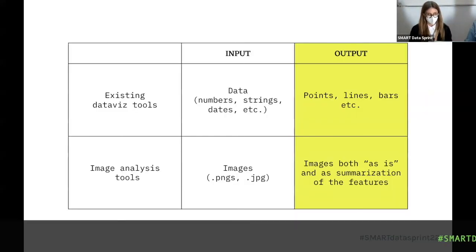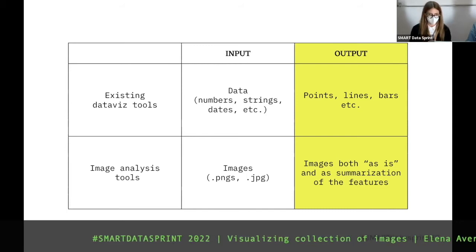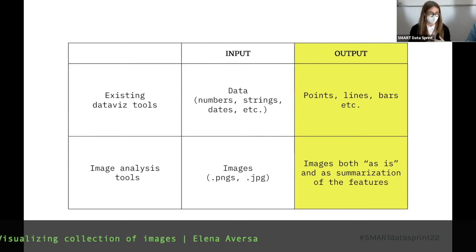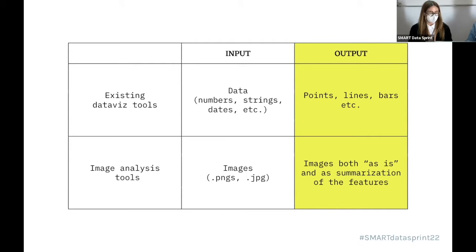The difference with existing database tools is mainly the inputs and the outputs. With existing database tools, we feed them with data that can be numbers, dates, or strings, and the outputs are always points, lines, bars, and so on. With image analysis tools, what we use is not data, not strings or numbers, but images. And the outputs we get are images, both as they are and as a summarization of their formal features.